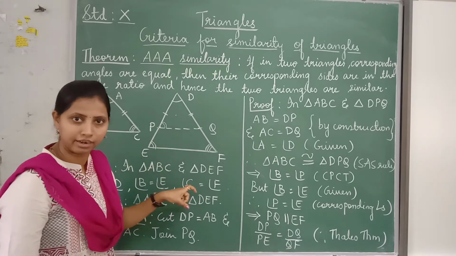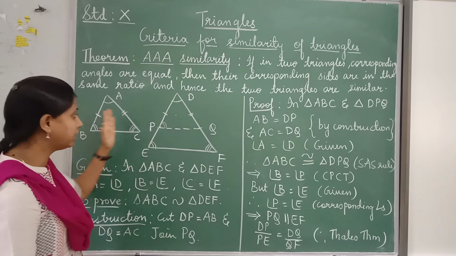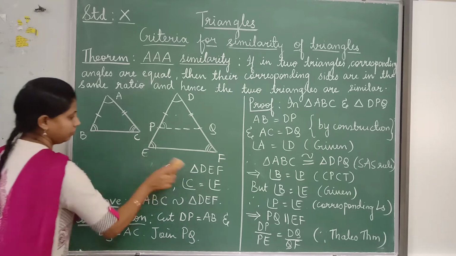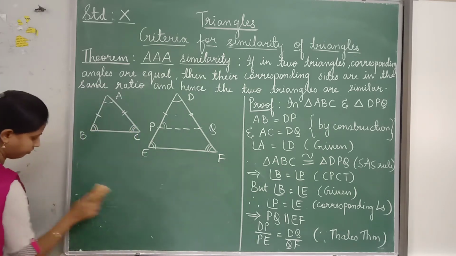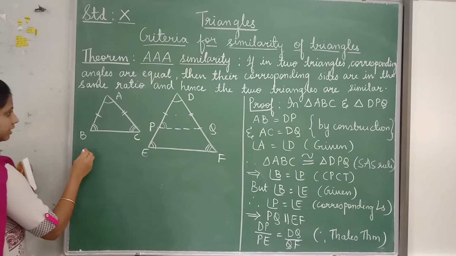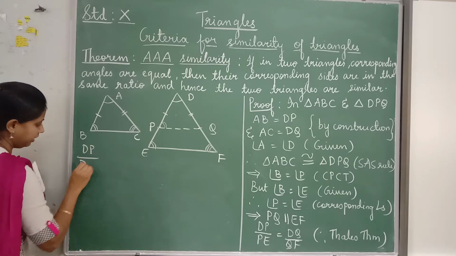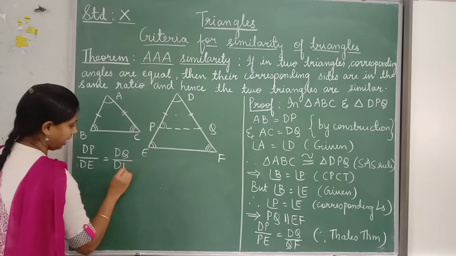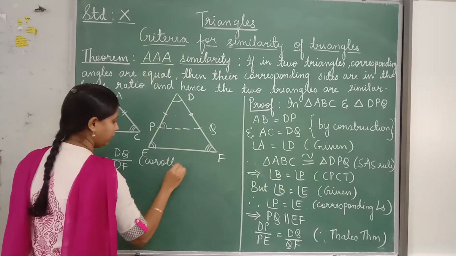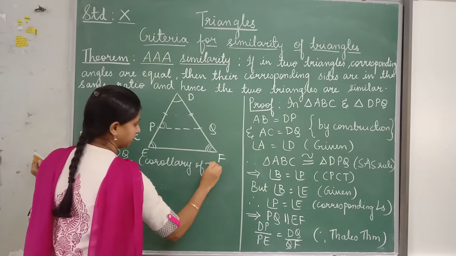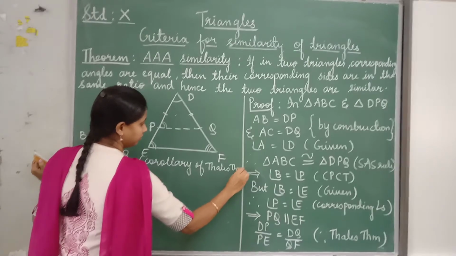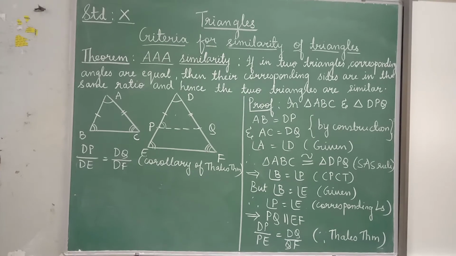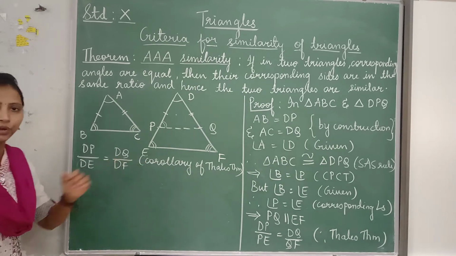So we will take that because that will be helpful for us to prove that the sides are in equal ratio. So I will write this, children. We will write DP by DE is equal to DQ by DF. This is by corollary of BPT or corollary of Thales theorem. Yes, children? By corollary of Thales theorem.